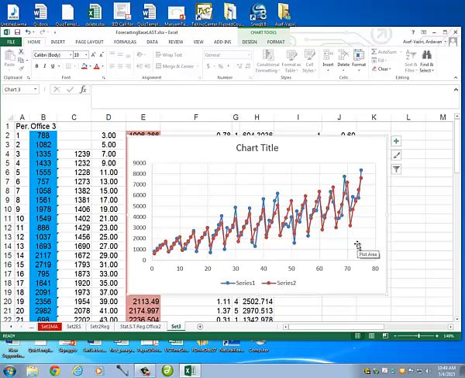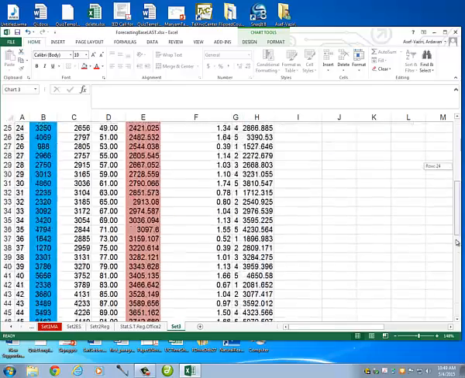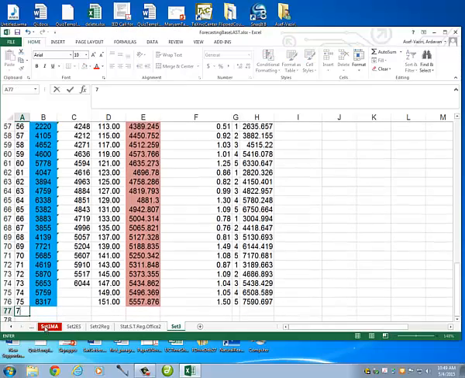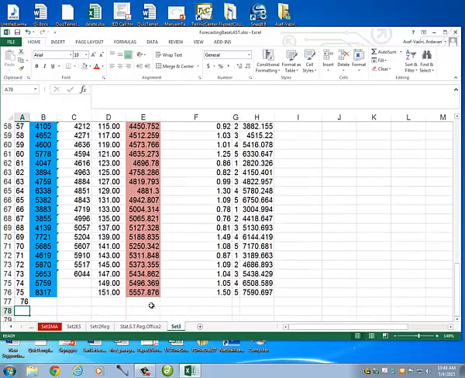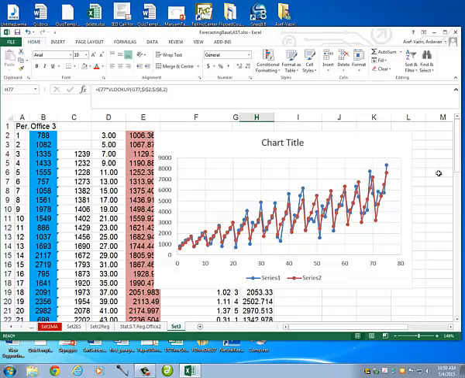Given this information, now I can forecast for the next period, which is period 76. So if I type here 76, I can copy this down, and I can copy this down. So my forecast for next period is 3,374. And that would be my mean forecast for the next period.